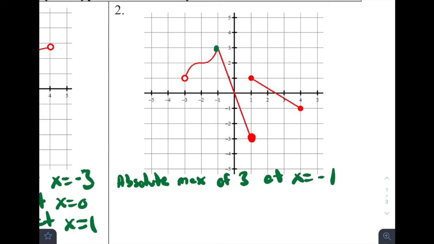You could always add more and more decimal places, getting closer and closer and closer to -3. So there is actually no absolute minimum because this is an open circle here.